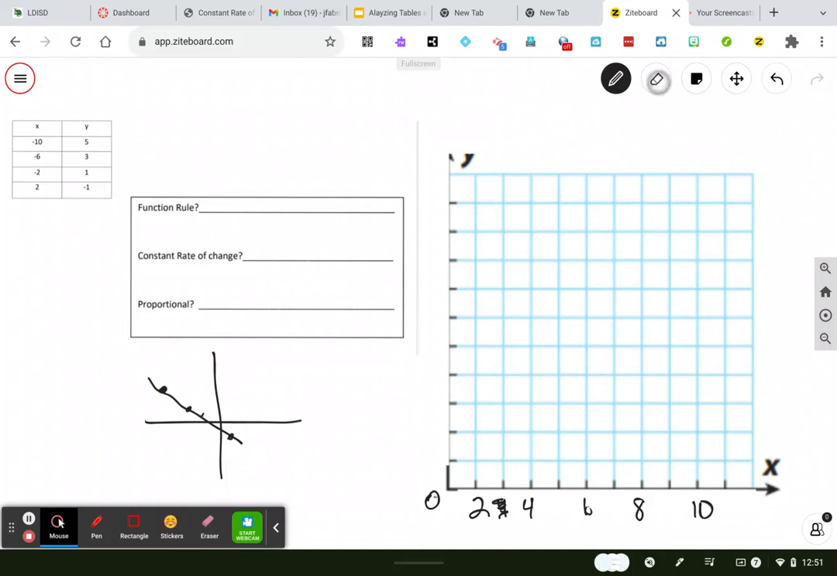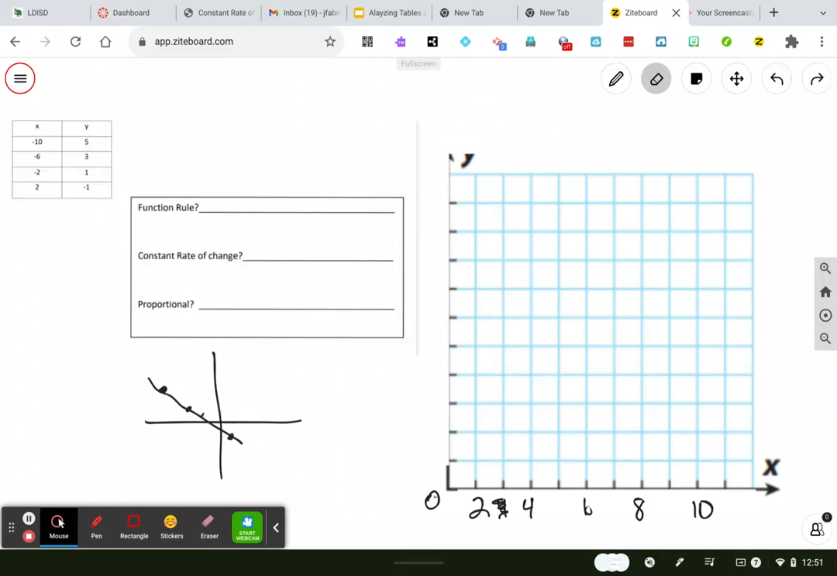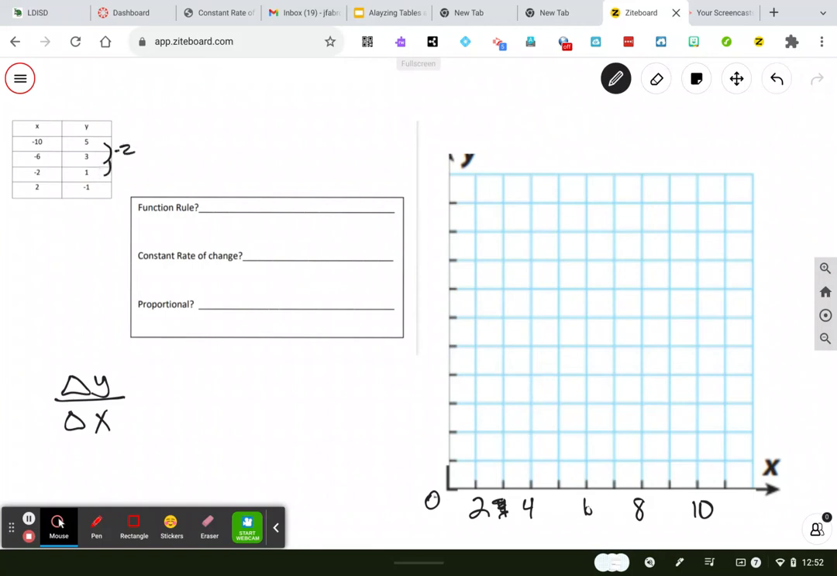So the way you're going to work this out is that you're going to find the constant rate of change, so the change in y over the change in x. So what's happening with the y's? 5 to 3, you're subtracting 2. 3 minus 1, you get 1. And 1 minus a negative 1, you're subtracting 2 each time.